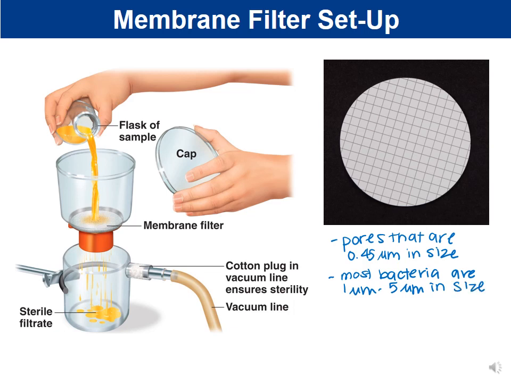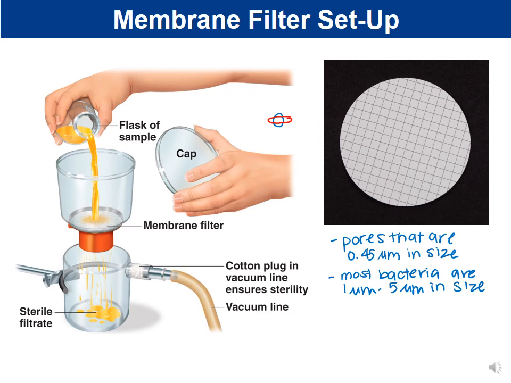So 1 to 5 micrometers in size. So you can imagine, let's say this is my pore. This is the size of my hole. If I'm looking at E. coli, for example, which has a size of about 1/2, then the E. coli is going to be too large and it's not going to pass through that pore.